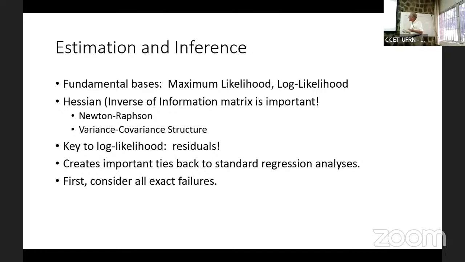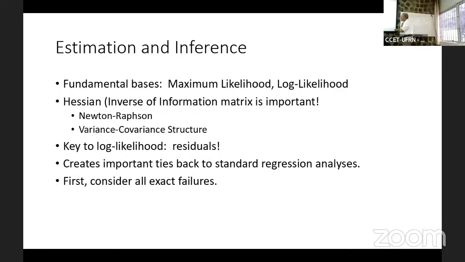The fundamental bases are going to be maximum likelihood, log likelihood. We're going to be doing all of that. I'm not going to emphasize a lot of the details, although I will show some. The Hessian, which is the inverse of the information matrix, is important for Newton-Raphson. So all of the Weibull estimation involves iterative solutions, numerical solutions, but it's also important for the variance-covariance structure. A lot of software goes to more non-parametric approaches to the iterative solution, which is fine, as long as it does converge to the correct Hessian, because ultimately the variance-covariance structure is important to us.